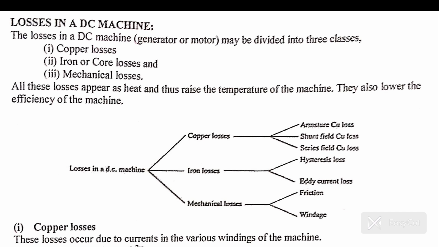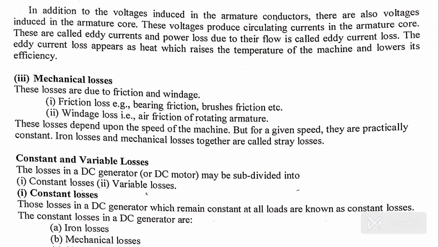1. Copper losses. These losses happen due to the flow of current through the machine's windings. There are 3 kinds. First, armature copper loss, which is equal to armature current squared times armature resistance. Say it as Ia squared multiplied by Ra. Second, shunt field copper loss, which is shunt current squared times shunt resistance. Say Ish squared times Rsh. Third, series field copper loss, which is series field current squared times its resistance. Say Ise squared multiplied by Rse.